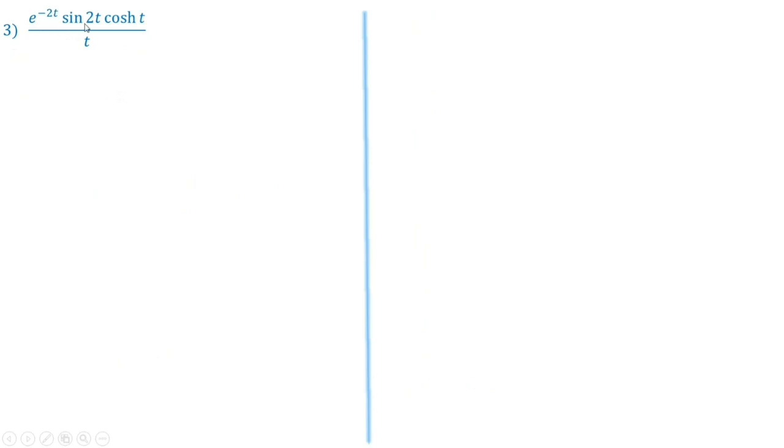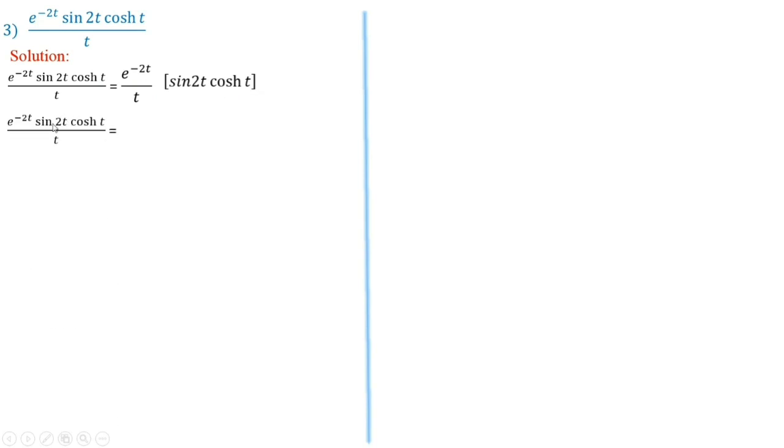Find the Laplace of e raised to minus 2t into sine 2t into cos hyperbolic t upon t. Solution: e raised to minus 2t sine 2t into cos hyperbolic t upon t is equal to, this can be written as e raised to minus 2t upon t into sine 2t into cos hyperbolic t. Therefore, e raised to minus 2t sine 2t into cos hyperbolic t upon t is equal to e raised to minus 2t into sine 2t upon t, and here use the circular function hyperbolic function formula.